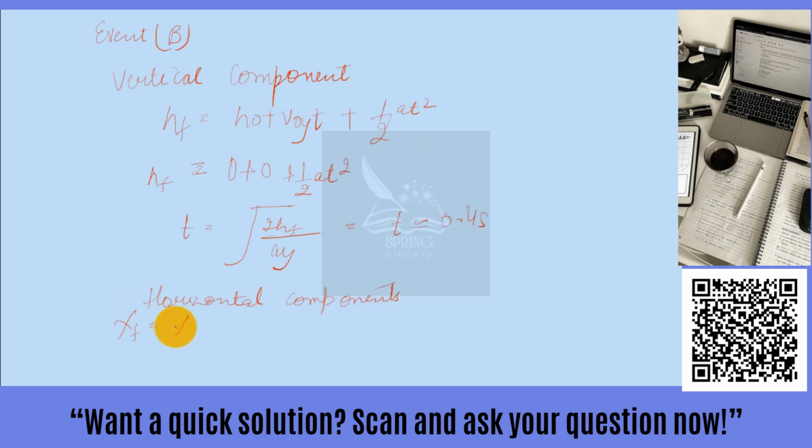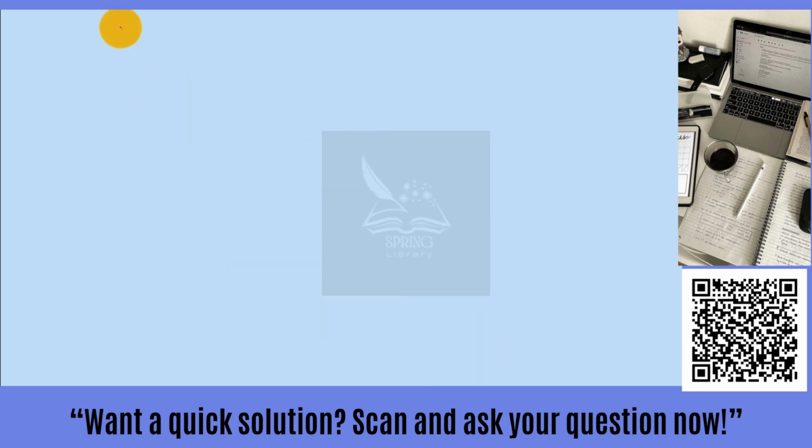Here xf is equal to x naught plus v naught x t. Hence 0.3 is equal to 0 plus v naught x into 0.45. Hence v naught x is equal to 0.3 divided by 0.45, which is equal to 0.66 meter per second. Velocity of event A.